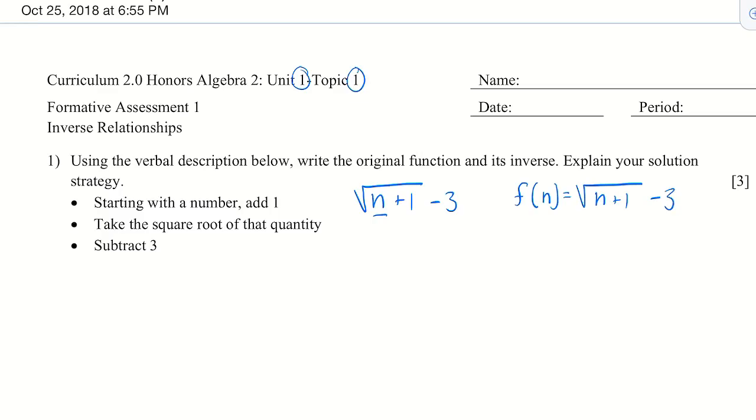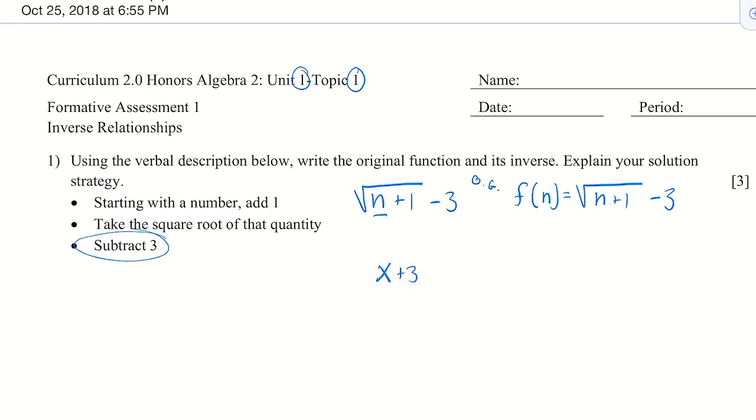Now, when I'm creating its inverse, so this is considered to be our original, I actually have to do these steps backwards. But this time I will be using a different variable just to help differentiate between the original one and the inverse one. So I'm going to take a variable, I'm going to say x, and I'm going to add 3. So instead of subtracting 3, I'm going to add 3.